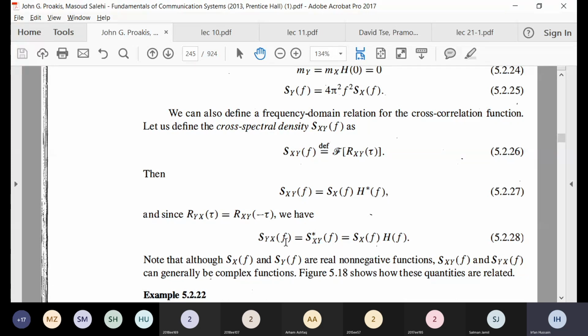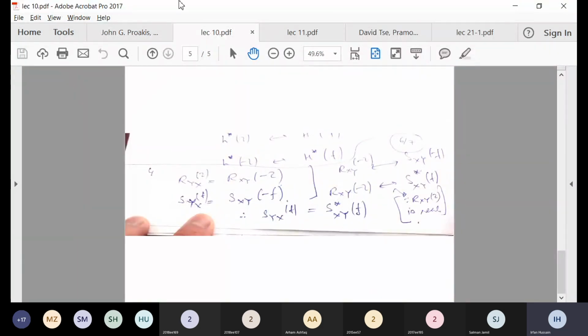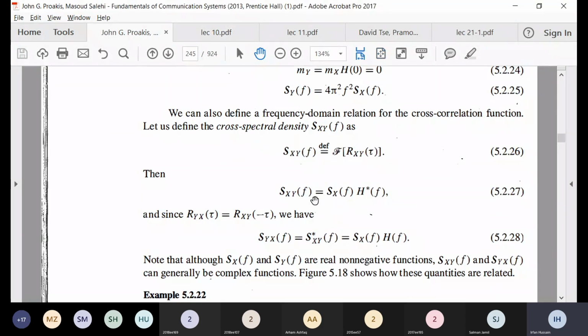So S_yx comes out to be equal to S_xy conjugate, and we have just found this. So just take its conjugate. This is just the power spectrum, which is a positive value, so its conjugate will remain real. It is a real number, while this could be complex, and hence you take its conjugate. Conjugation cancels.